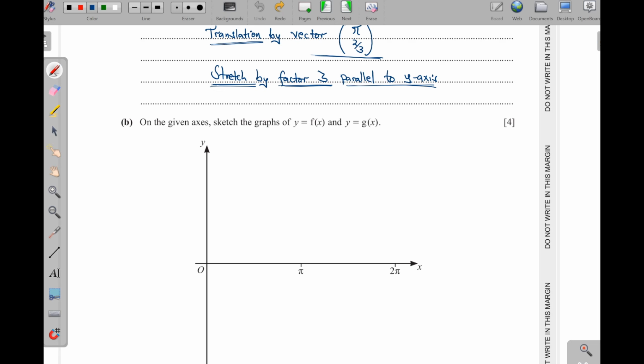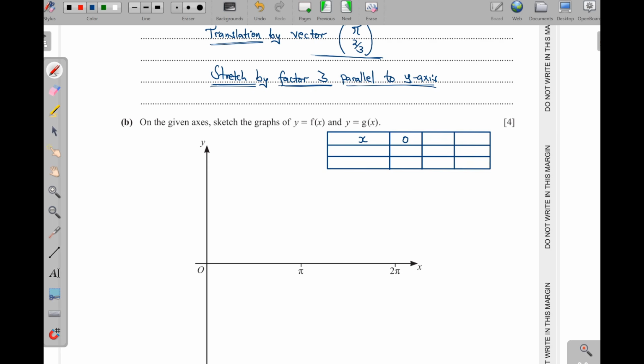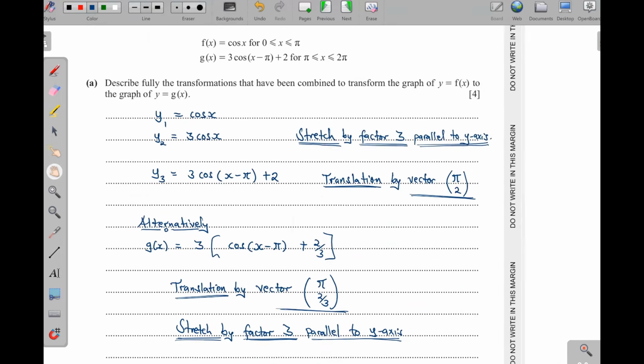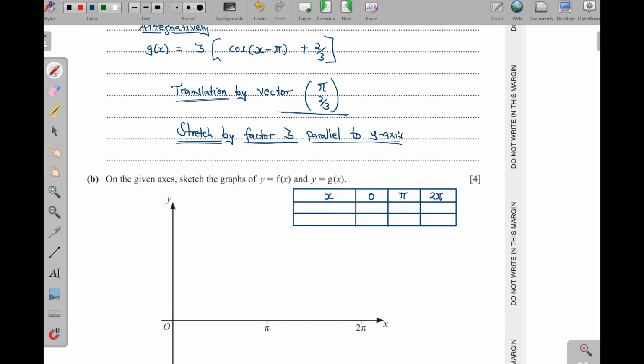Now, what we can do is to find coordinates, okay? I will draw here a simple table. So I have x, and is 0, then pi, and then 2 pi. Then we are having two graphs. So we have the one of f of x, which is cos x. So g of x is equal to 3 cos of x minus pi, then plus 2. And then f of x is equal to the cosine of x.